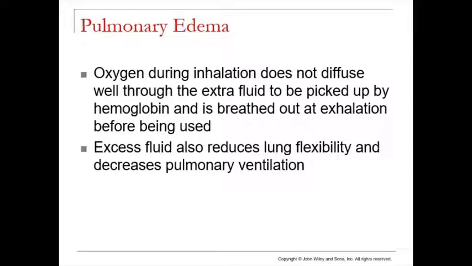that fluid buildup. And not only does it block the diffusion, again, it's a fluid buildup, it's going to block your lungs' flexibility. It's not going to be able to expand to its maximum capacity. So those are some effects you'll see in someone with a pulmonary edema, fluid buildup.